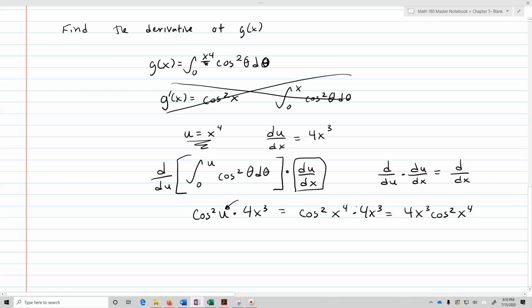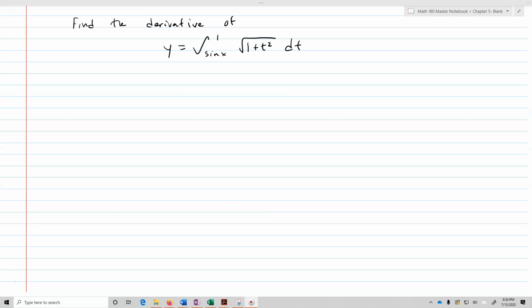Okay? So what we need to do here is basically the chain rule. We'll take the derivative of the integral of cosine squared theta d theta, use that fundamental theorem of calculus to give us simply cosine squared u in this case, but then we have to make sure that we multiply by the derivative of our upper bound here, which is x to the fourth. So let's take one more example.